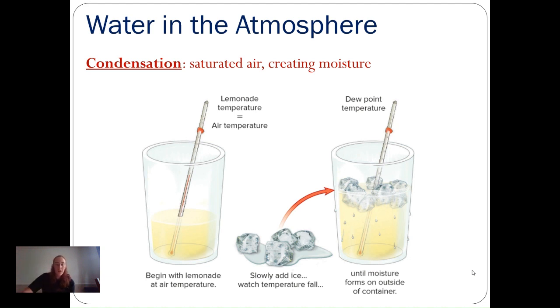Just to give you an analogy or an example of this, let's say you have a lemonade temperature, and then it's at air temperature. If the lemonade temperature equals the air temperature, you don't get any condensation on your glass. If you add ice and you lower the temperature, you're going to form moisture on the outside of the container, because you have now lowered the temperature and met the dew point at which condensation will start to form.